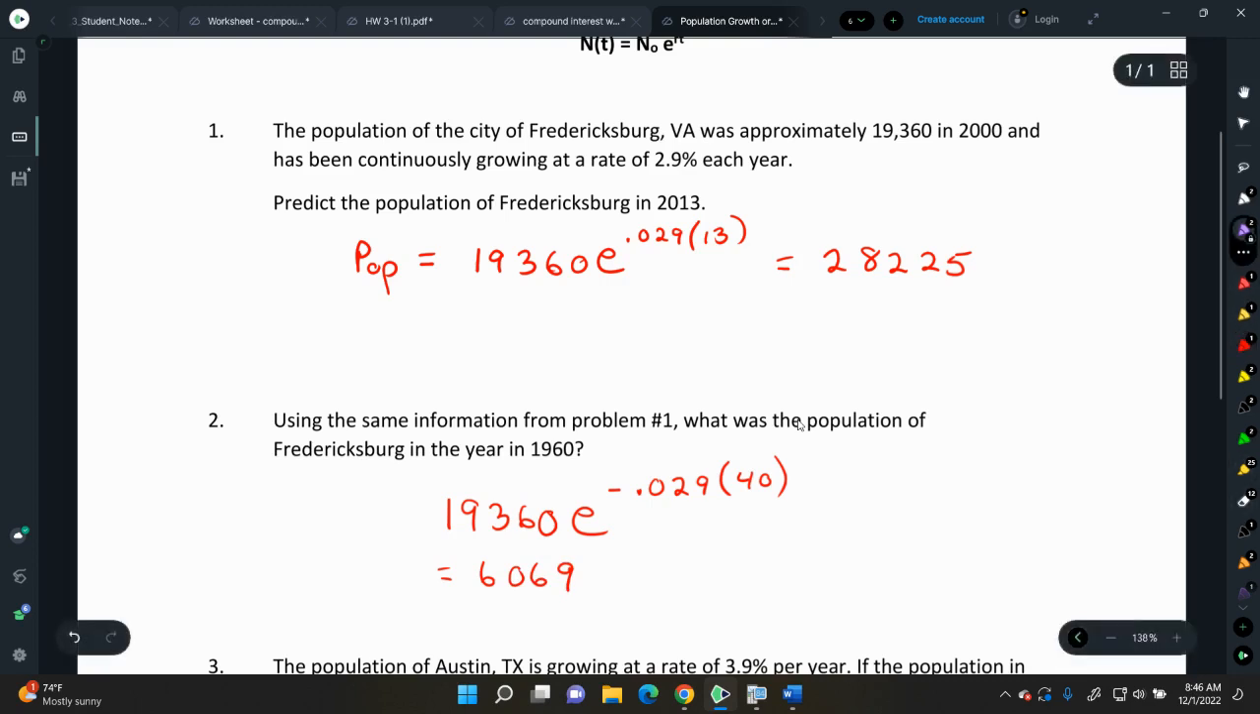So let's see. If I start off with 6,069 and plug that into this formula. When I start with 6,069, 2.9% interest for 40 years, do I end up with 19,360? Let's check it out. It's going to be a little off because of the rounding, right? Okay, so I ended up with 19,359.7. So my number is good.